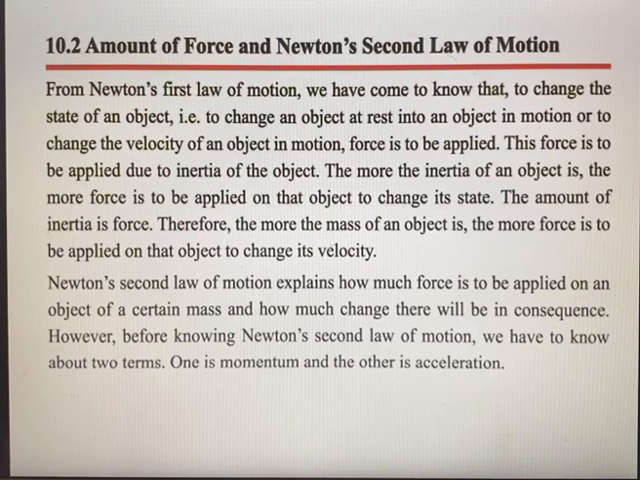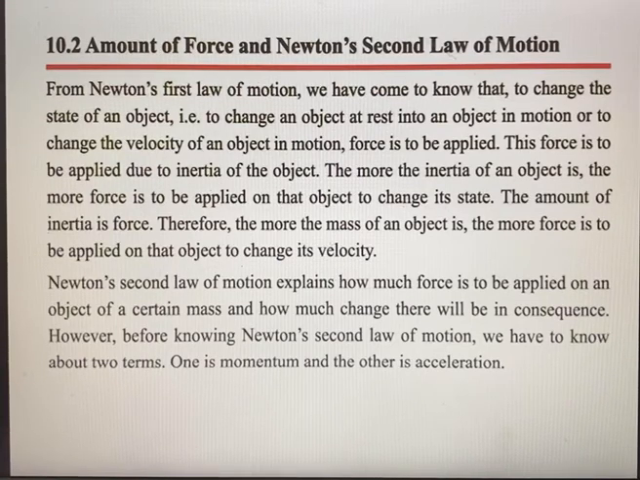Have you ever tried to push your wall in any other direction? It's not possible. You might try, but the wall will push back with more pressure on you instead. The more the inertia of an object, the more force is to be applied on the object to change its state.